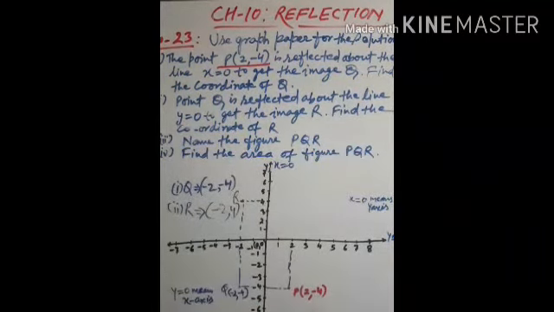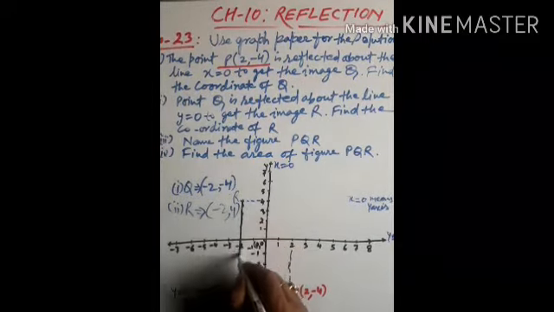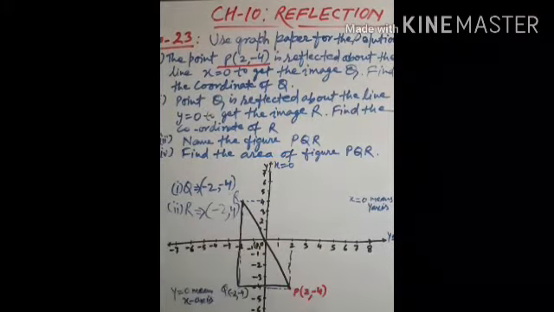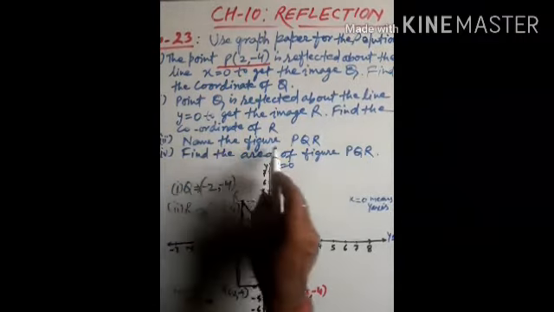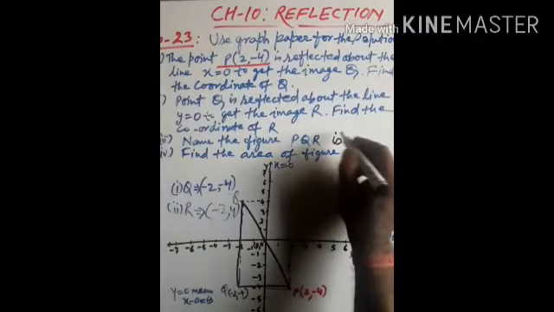Now you see the figure. Where is the PQR figure? Now join the figure PQR. So join PQR. Where is P? P here and Q. Then P, Q and R. Join this. And then you join this also. Okay, so you see what type of figure is there. So name the figure PQR. So this PQR is a triangle.